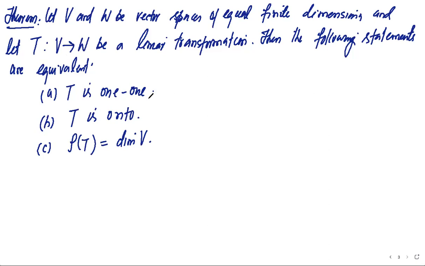Similarly, if 4, 5, 6 statements are given and we are told that they are equivalent, that means any single statement will imply all of the others. So whenever we have two finite dimensional vector spaces V and W with equal dimension, once T is 1-1, it means T has to be onto, and once T is onto, it means T has to satisfy rank of T equal to dimension of V. Once we have any of the three conditions, we can always derive the other two.